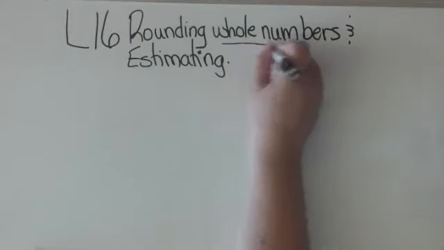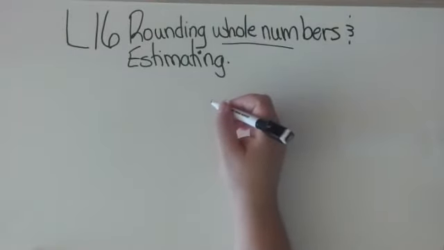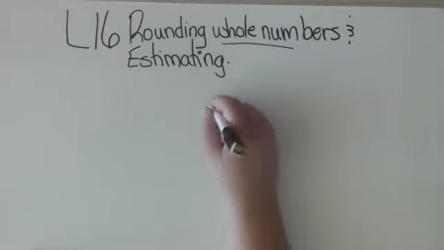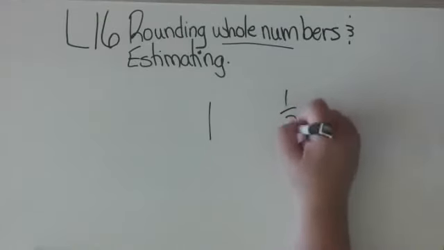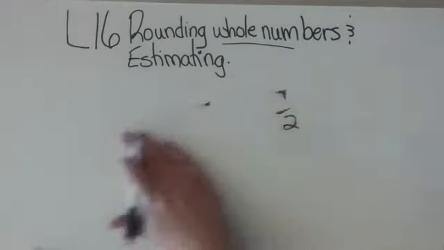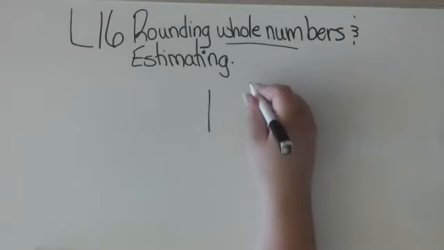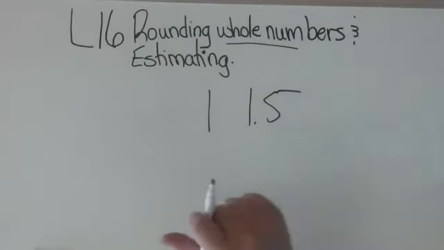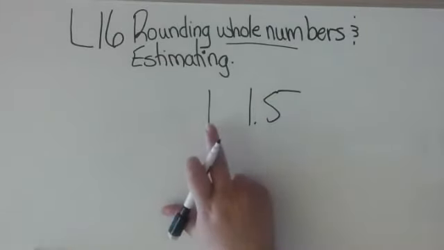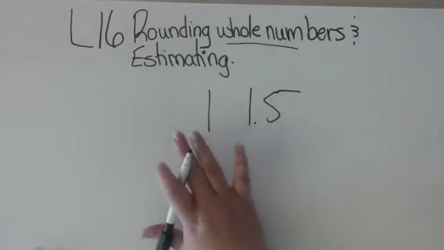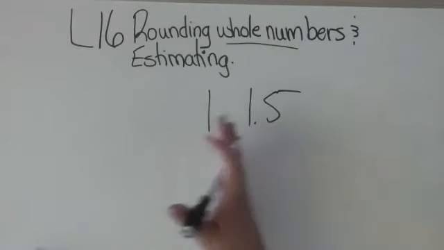Just a quick reminder as well, whole numbers. A whole number is a number that is not a decimal or a fraction. It is just a normal everyday number. 1 is a whole number. Half is not a whole number. 1.5 is not a whole number. This is one number, a whole, no halves, no decimals, no nothing. It's just a whole number.